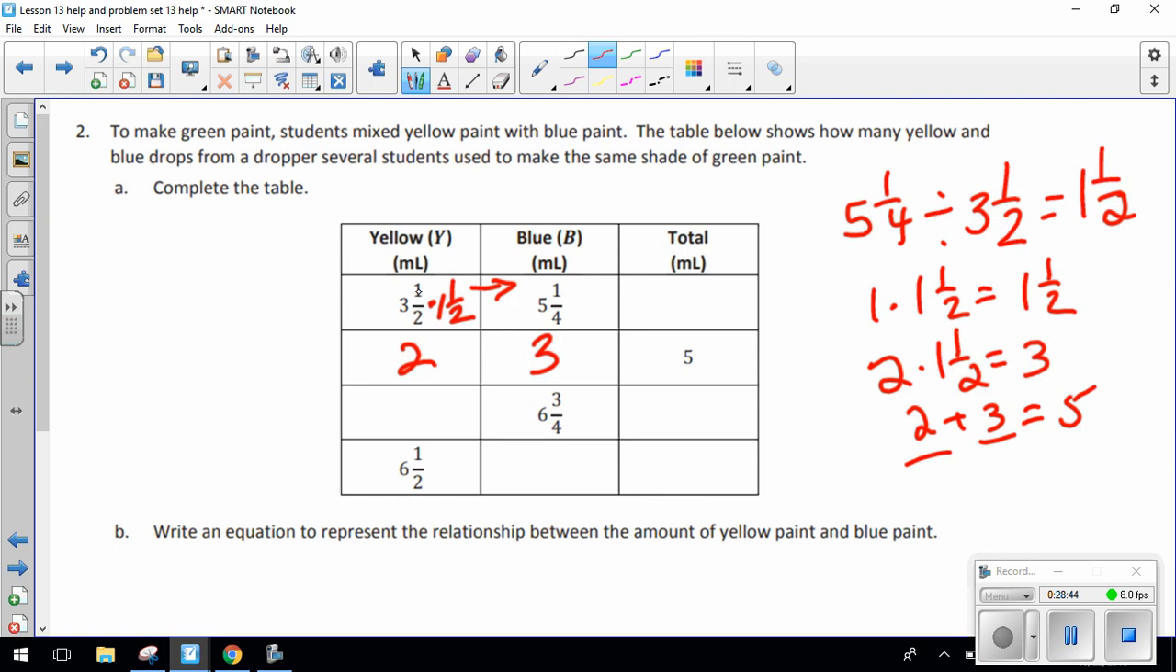So think about this. If I go from yellow to blue and I times by 1 1/2, when I go from blue to yellow, am I going to keep multiplying or should I be dividing now? Okay, so hopefully you said dividing. And then down here, I'm going to take 6 1/2 since I'm going from yellow to blue. Do we multiply or do we divide? And hopefully you said multiply by 1 1/2. Okay, so please finish up this table and we will go over it later.